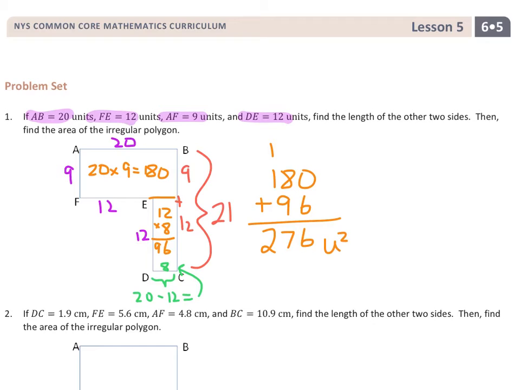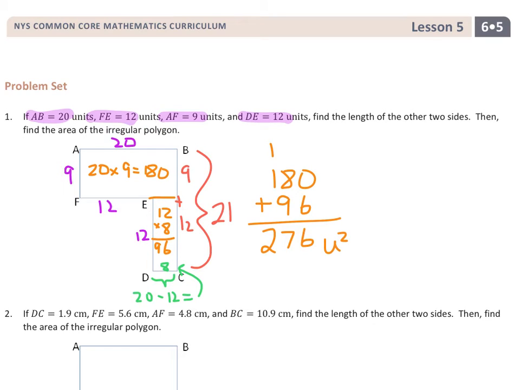All right, so for question 1, we have a composite figure made up of 2 rectangles. You could have cut here, and you'll get the same result. I cut here. So the top section I know is 20 by 9. Don't really need any additional information. I have a length of 20, a width of 9. So 20 times 9 is 180, and that would just be units squared.